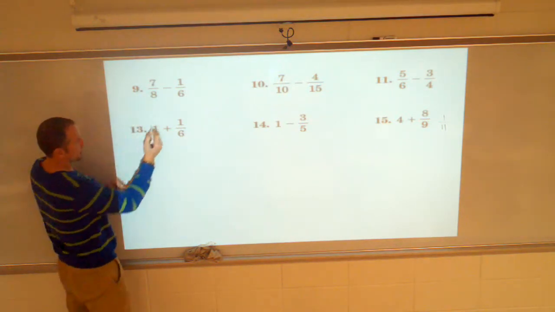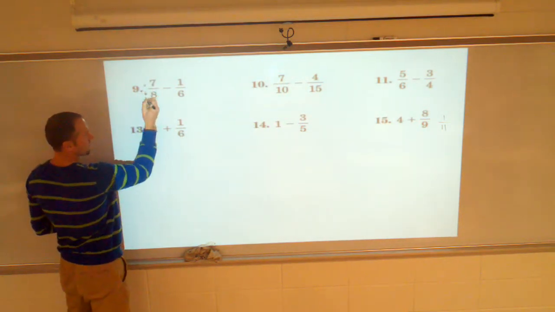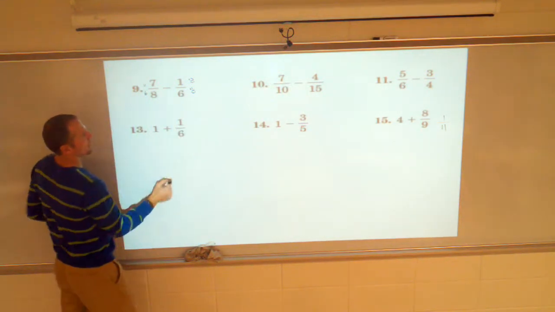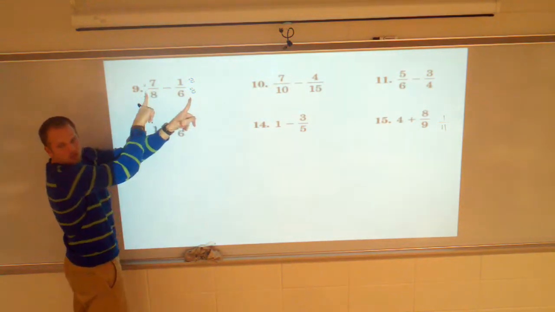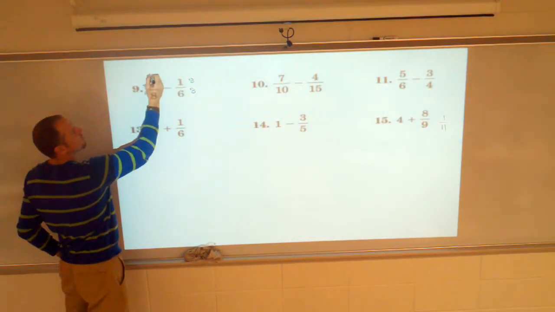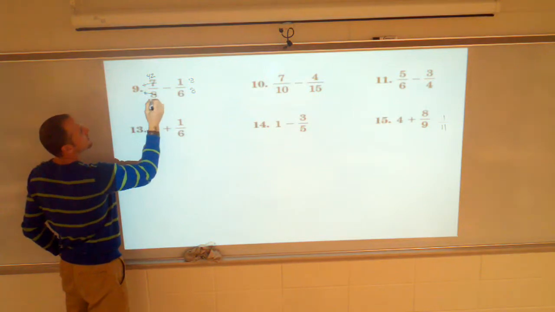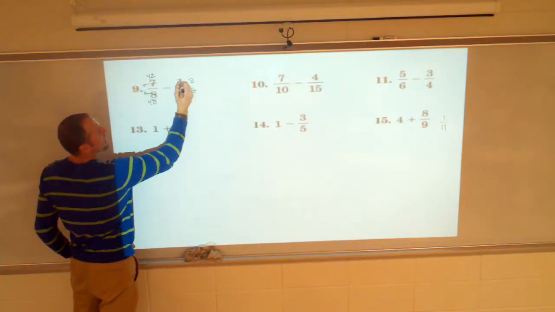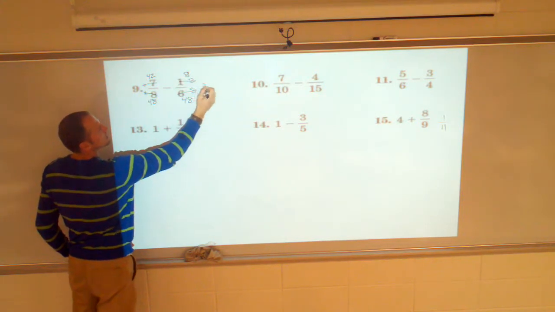I'm going to basically cross them. So this one over here, I'll multiply by 6 over 6. This one over here, I'll multiply by 8 over 8. You see how I'm basically switching these to multiply them? So on top, 6 times 7 is 42. 6 times 8 is 48. And 1 times 8 is 8.